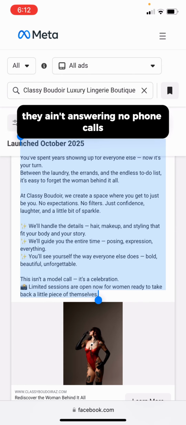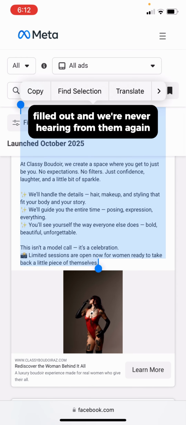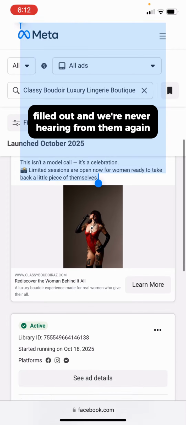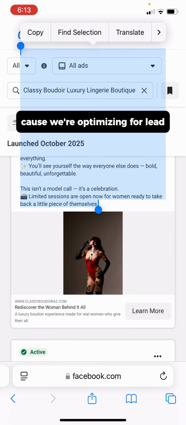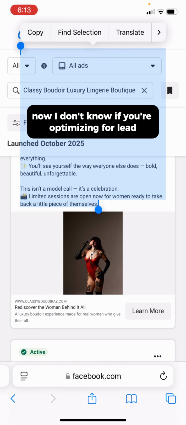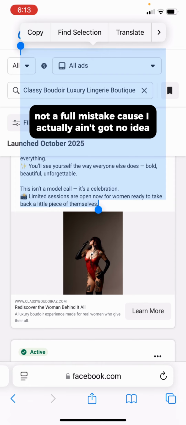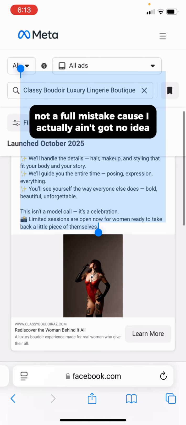They ain't answering no phone calls, no emails. They like the picture, they just filled it out, and we're never hearing from them again. But we're training the ad algorithm to go to these people because we're optimizing for a lead. Now, I don't know if you're optimizing for leads, so I'll give you half a mistake on this one, not a full mistake, because I actually ain't got no idea.